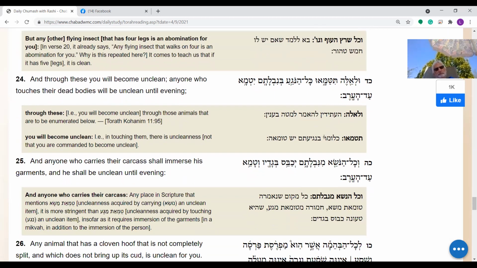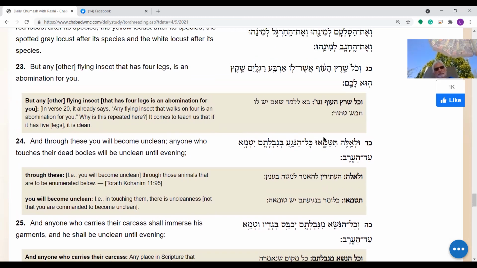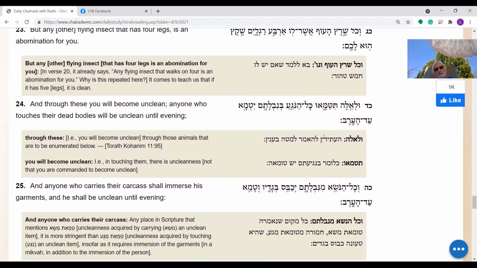And not just are you not allowed to eat these, you also will become tamei. A kohen is not allowed to become tamei. And a regular Jew who wants to go into the temple and eat holy food is not allowed to become impure. If you touch the dead carcasses of these bugs, you will become impure. It will be a very short impure period. It'll only be on the erev until night. You will go to the mikveh and you will be tamei until the night.